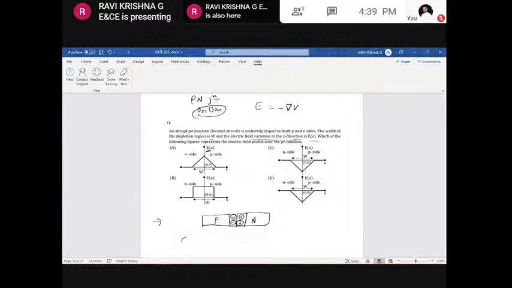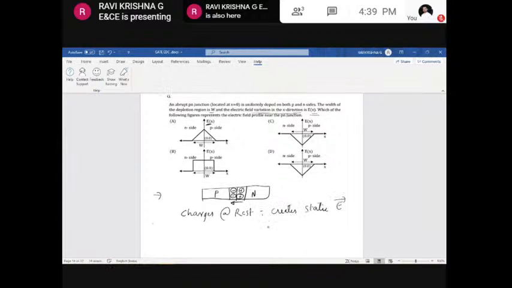If the charges are at rest, what does it create? It creates the static electric field. So in which direction will the electric field be pointed here? Always the electric field will be pointed from positive charge to the negative charge. That is, the electric field will be in this direction, from N side to the P side. Okay, so if you just look at this, the charge distribution will be like this.